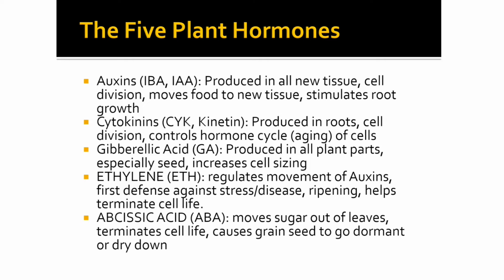And abscisic acid, so that moves sugar out of the leaves and terminates cell life, which causes grain seed to go dormant or dry down. So basically, that's it there. It causes seed dormancy. So seed dormancy for abscisic acid, ethylene controls ripening, gibberellic acid increases the cell wall size, cytokinins control the aging of plants, and auxins help with new root and shoot growth. So put that in your notes. That's what I want you to know for the test. That's a big part of this chapter.